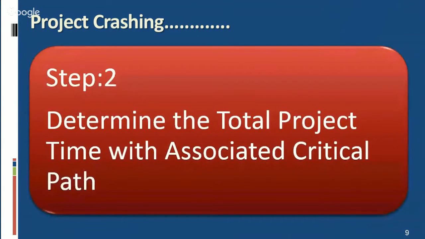Second, determine the total project time and associated critical path. There may be two conditions. When all critical activities are completed with their normal time, this provides the starting point for crashing analysis. Second point, when all critical activities are crashed, which provides the terminating point for crashing analysis.